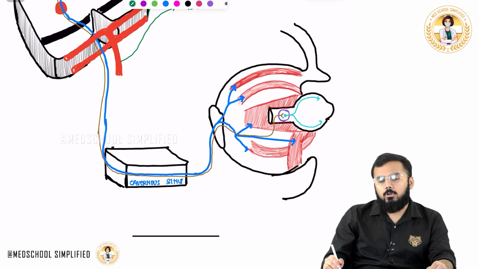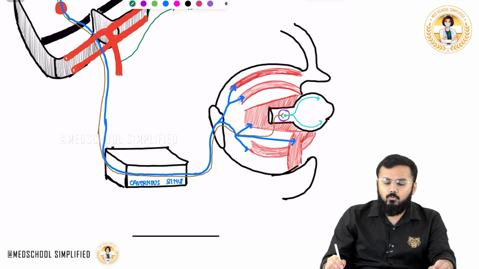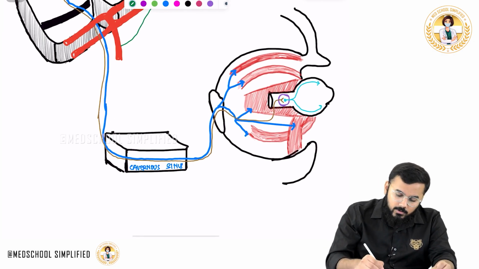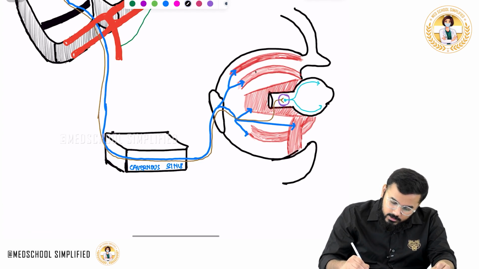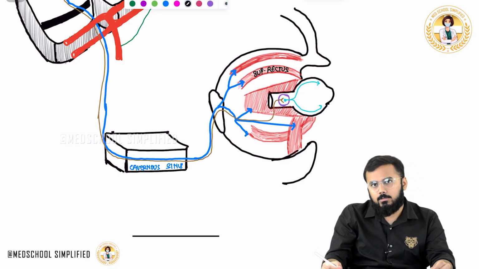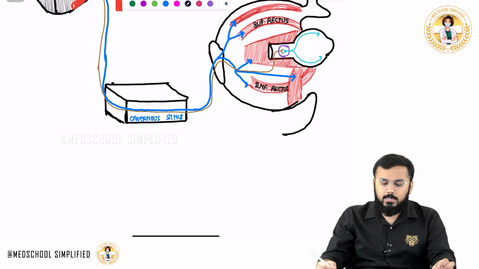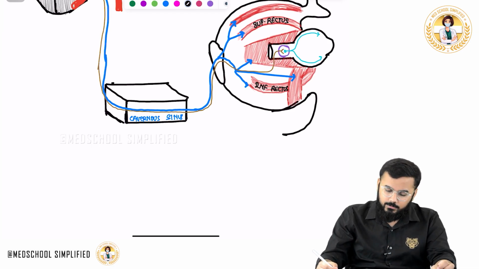Now, within this eyeball, you have extraocular muscles. What are the different extraocular muscles which you can see? The first important one is this one, the superior rectus muscle. After the superior rectus, this muscle over here is your inferior rectus.